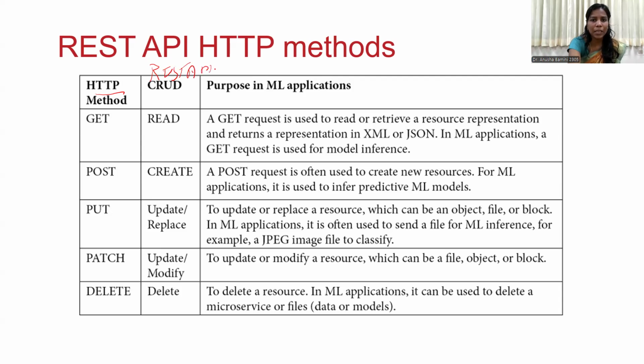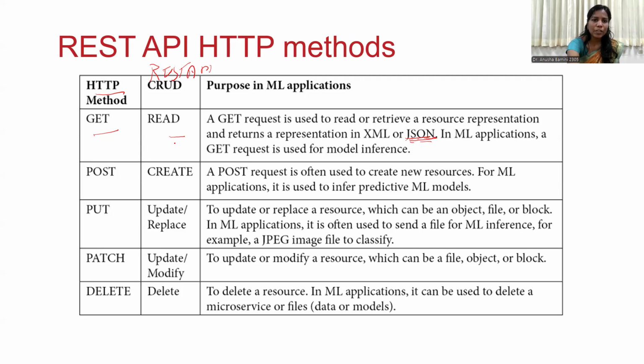Okay, so in HTTP, the request is created by using the command GET. Instead of GET, in REST API we are using the command read. The purpose of read in a machine learning application is that a GET request is used to read or retrieve a resource representation and return it in XML or JSON. Okay, so what is JSON? JavaScript Object Notation, JSON. So you can get the resource representation in XML or JSON format. To get the request, we are using a command called read instead of GET.